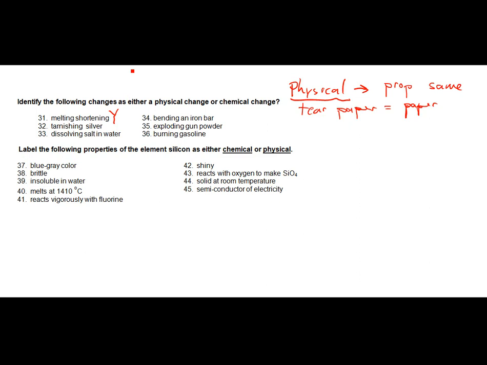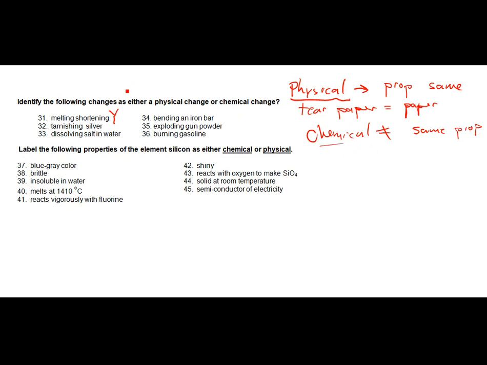Temperature isn't a physical or chemical property. It doesn't change what something is. It's just whether it's hot or cold. If I'm hot, I'm still Tom. If I'm cold, I'm still Tom. All right. So physical, if it's still the same properties. Chemical, it does not have the same properties. And mainly we're talking chemical properties.